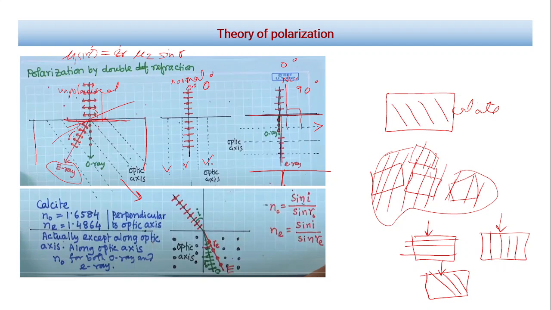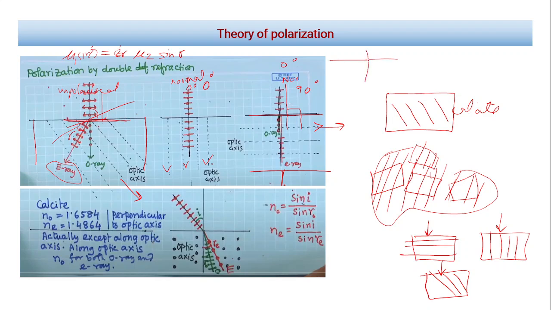So the angle is 0 degree. So refraction is also 0. Here the angle of incidence is 0 degree. So light is not going anywhere. It also comes out in the same direction. But since the optics axis is along this direction, perpendicular to that direction, the E ray and O ray will have different velocities. That means one light entered.